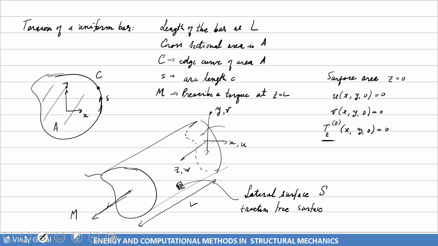We're only applying a moment here. At z equals 0, which corresponds to this point here, we're saying that the deflection u is 0 and v is 0. In other words, the deflections are 0 at that point. It's fixed at that point. The lateral surface is also a traction-free surface. So hopefully the conditions of the problem are very clear to you, and we can then start trying to figure out what is going on here.